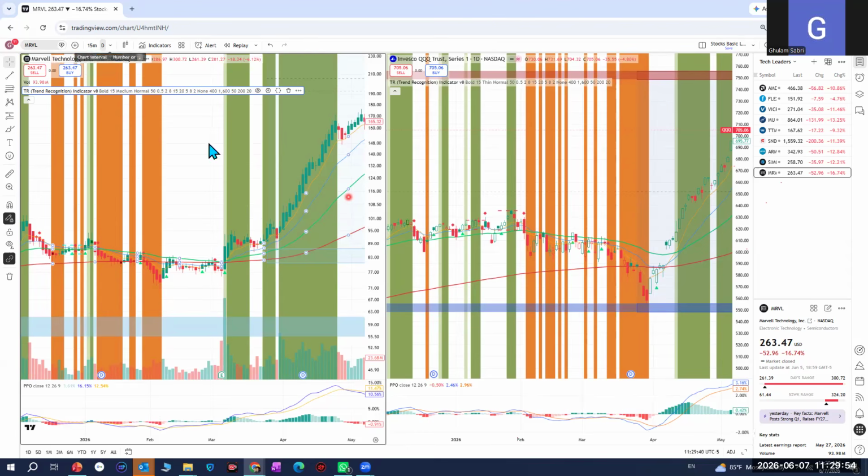4-hour or 10-minute charts are used for day trading. This is not for day trading. This is for medium and short-term trading or long-term trading. So these are daily charts, and the quality of the signal gets better when you go to the longer time frame like daily or weekly.